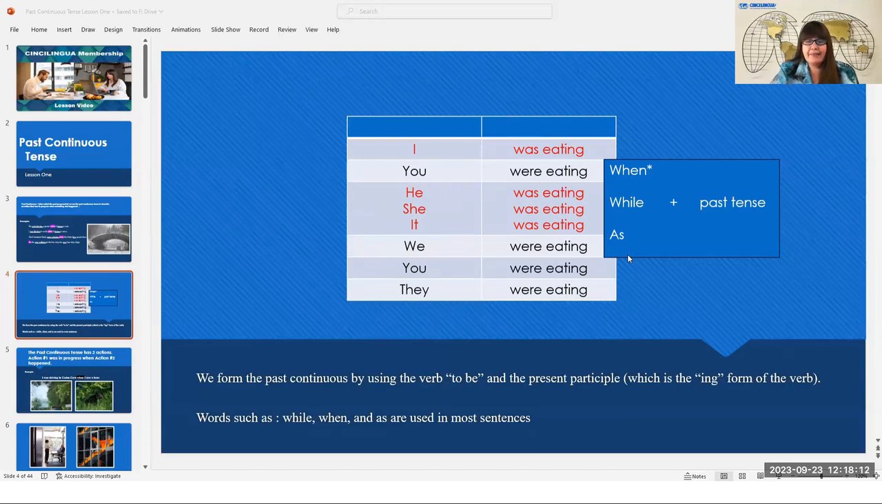Now, I told you that these sentences have 2 verb tenses. So this conjugation is for the first action. The second action is just the past tense, the simple past tense. So we form the past continuous by using the verb to be and the present participle, which is the ing form of the verb. Words such as when, while, and as are used in most sentences.